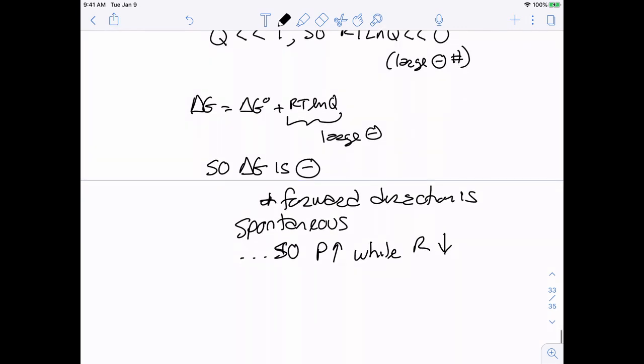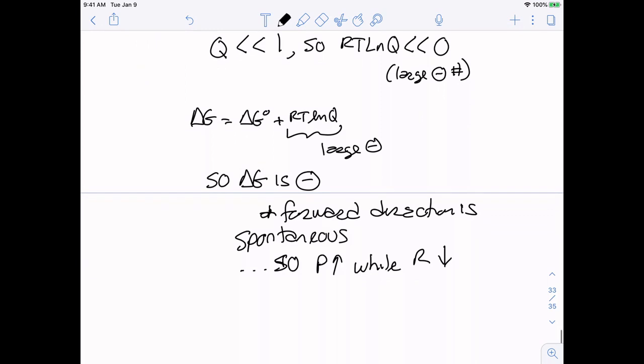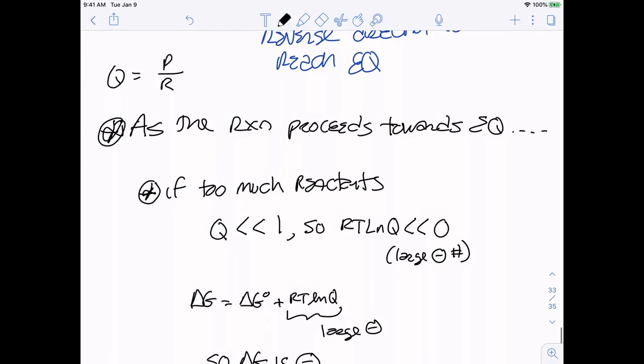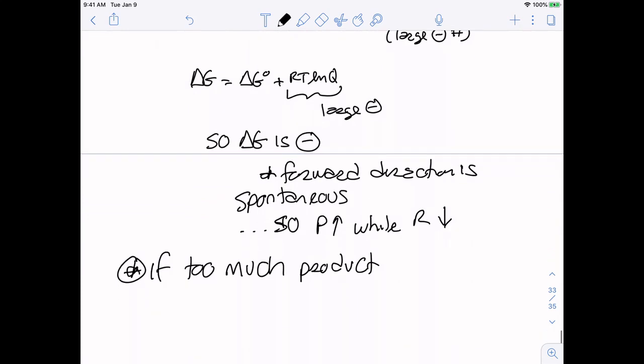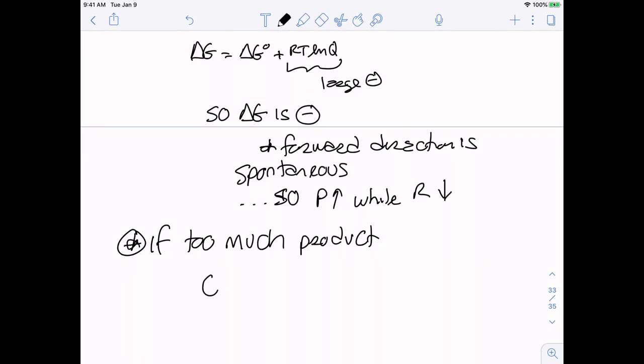The opposite then, if I have too much product, so again, just going back up to how we're setting it up, right? My number on the top is going to be too large. So if I have too much product, Q is going to be much larger than 1. So RT times the natural log of Q is going to be much greater than 0, right? It's going to be a large positive number.